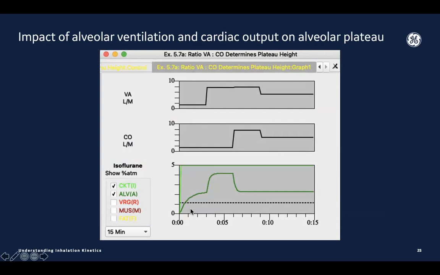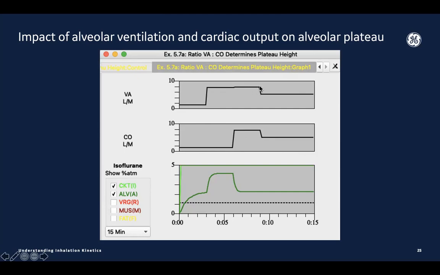If we look at the impact of changing ventilation, bringing drug into the patient's lungs faster, here's what we see. I've started out here with the cardiac output and alveolar ventilation being equal. We've got this initial curve with this level of plateau. We then increase the patient's alveolar ventilation and the alveolar tension rises. We increase cardiac output and the alveolar tension falls. They're back to the same height they were before because these two are in the same ratio.